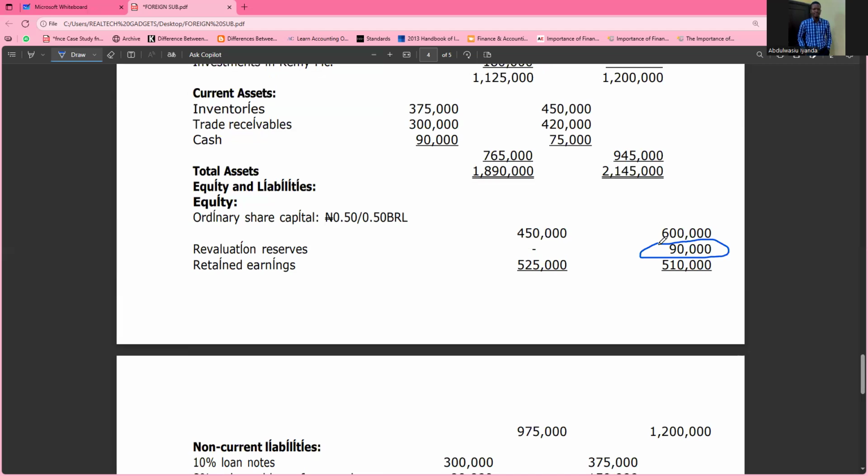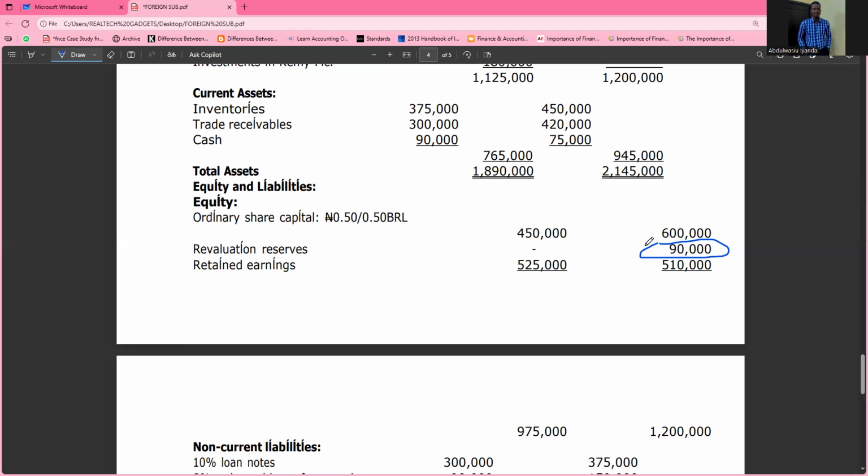No, because whenever you have other components of this reserve, please check the question very well. What date? For example, if I want to convert this particular 90,000 to the parent, I'm going to use the closing rate, because this is a PPE that has increased in value. So they have debited the asset, and you have credited your equity.